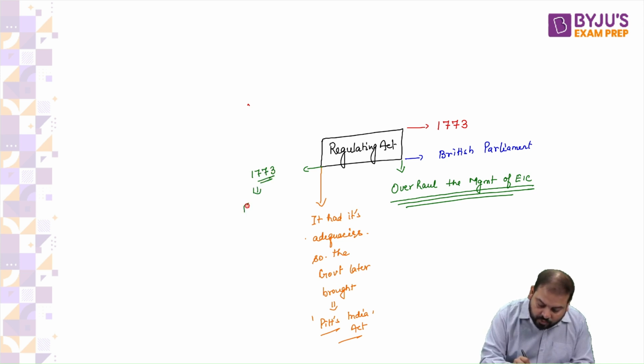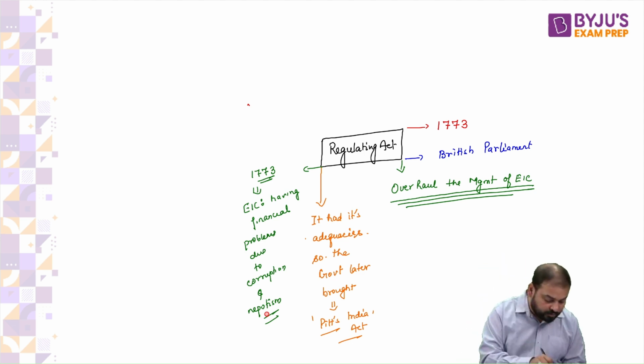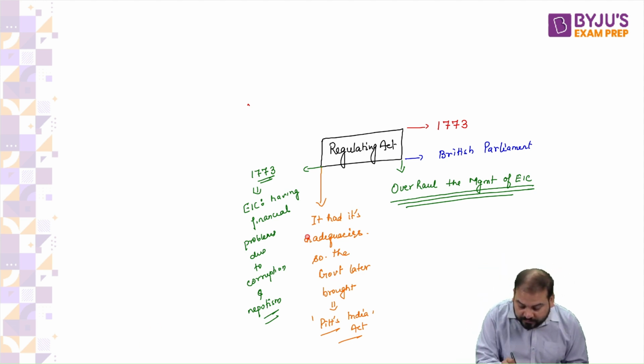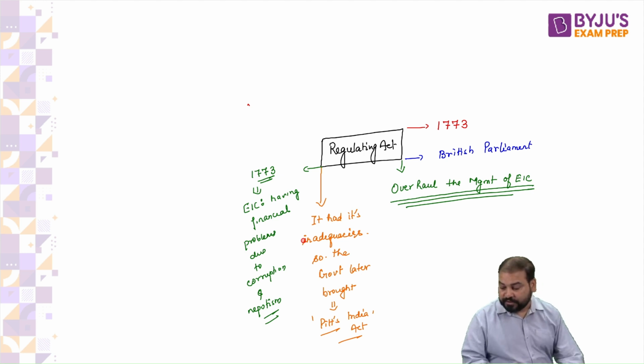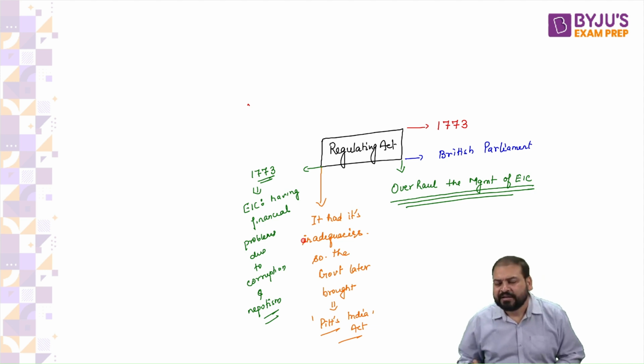In 1773, I told you EIC was having financial problems due to corruption, and you can also say nepotism. Now, all of you, okay, I wrote something wrong. Inadequacy, sorry. Thank you, Pratik. All of you, tell me one thing. If the company is doing bad, can the government not ignore it? Government could have left it. Why is government not doing it?